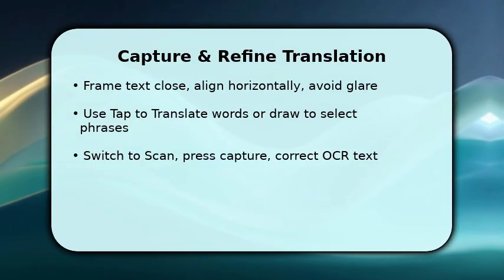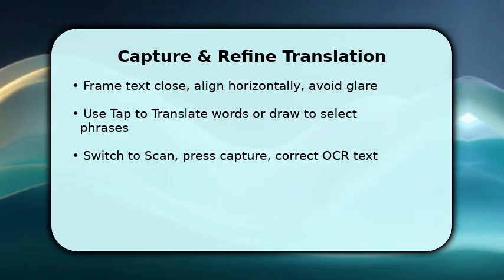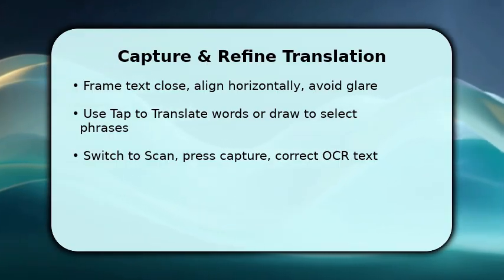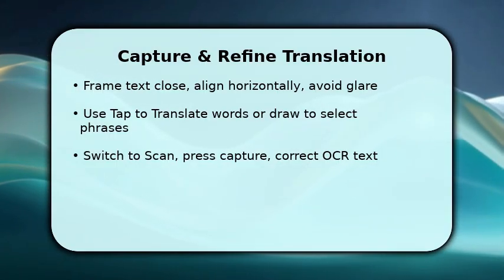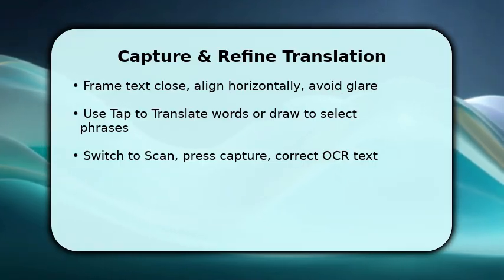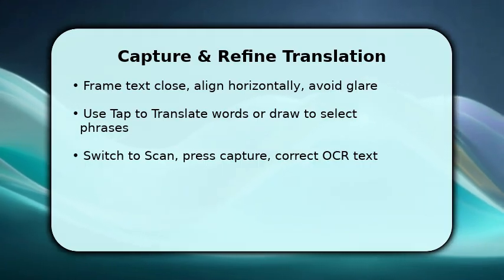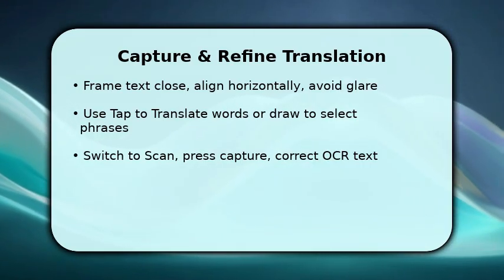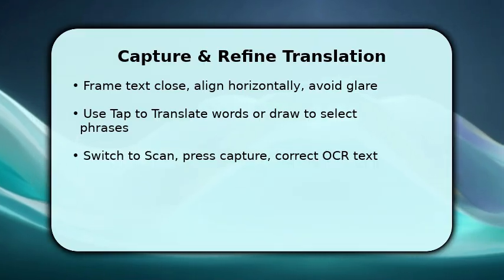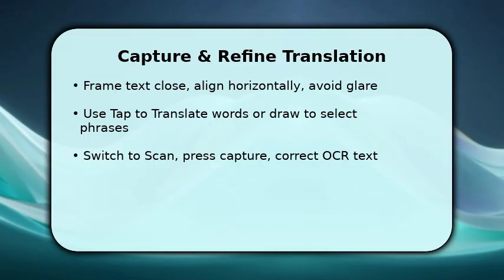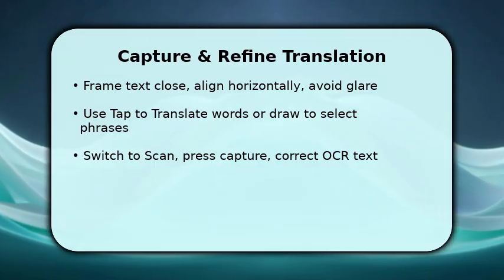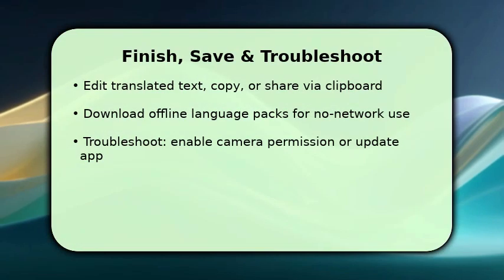If you need a specific word, tap it to get a focused translation or draw a selection box to isolate a phrase. For complex layouts, switch to scan mode and press the capture button so the app can run higher quality OCR. Then review and edit the detected text before confirming translation, which fixes misreads caused by fonts or unusual punctuation. Complete the process by reviewing the translated output.